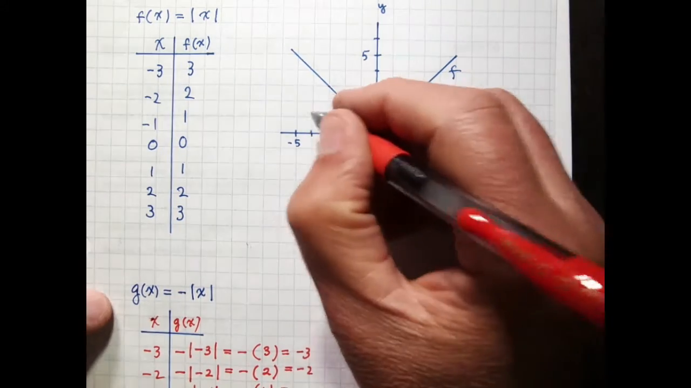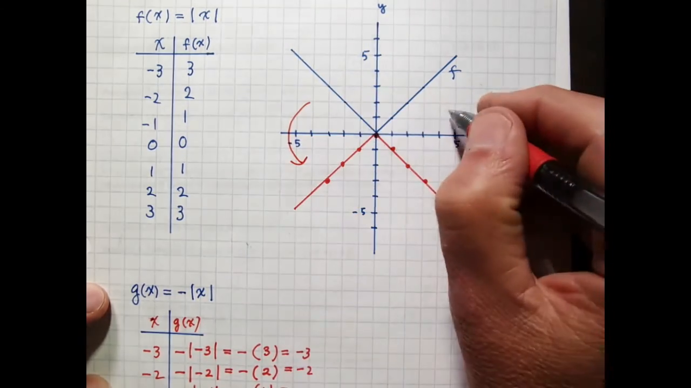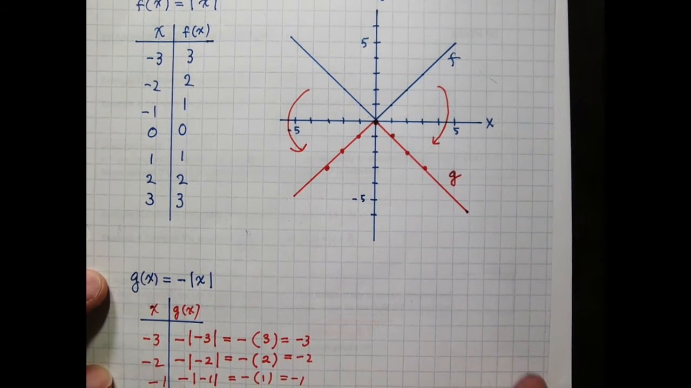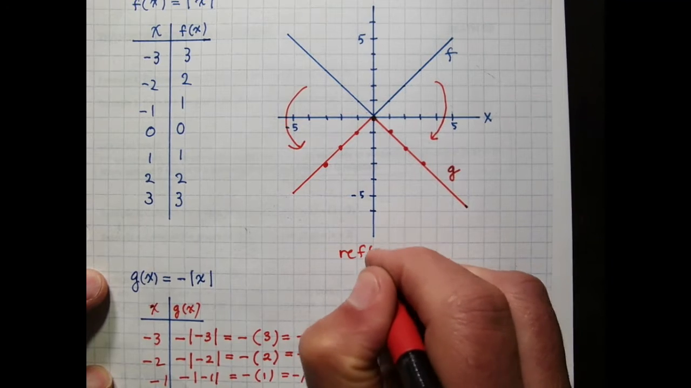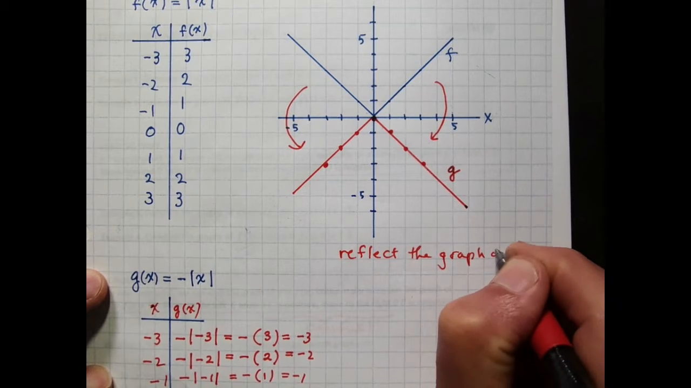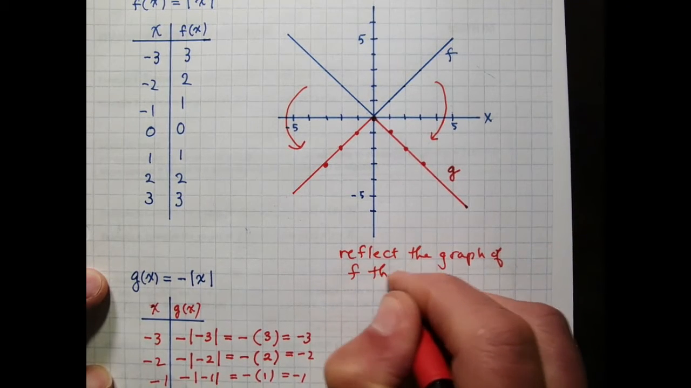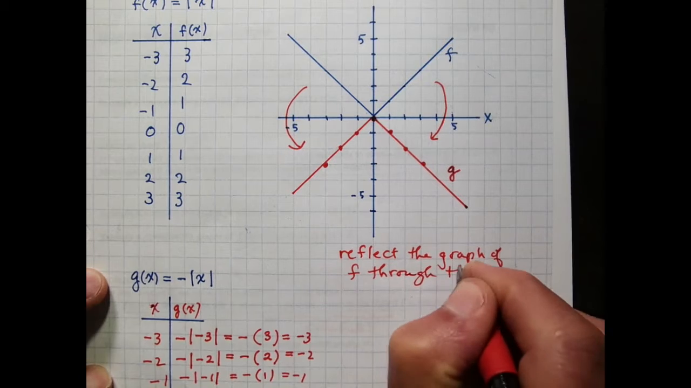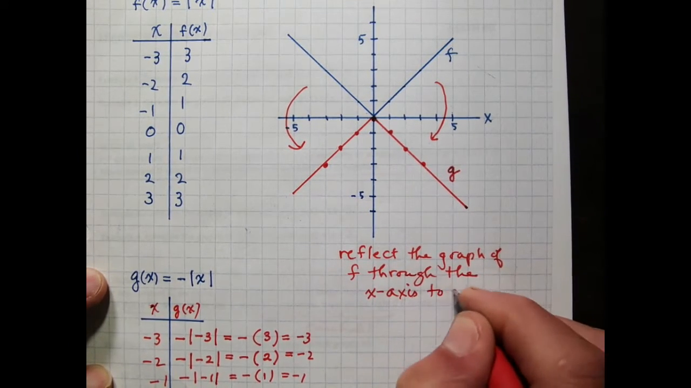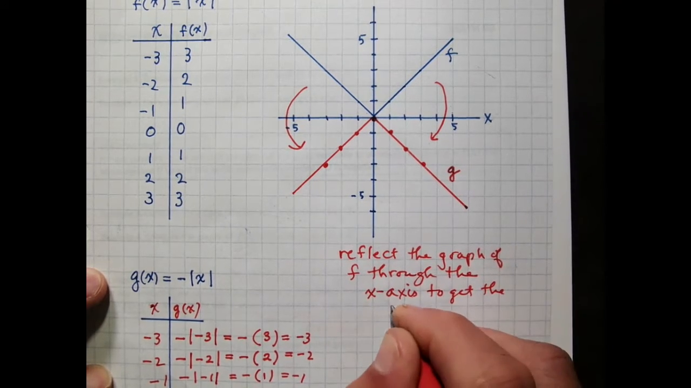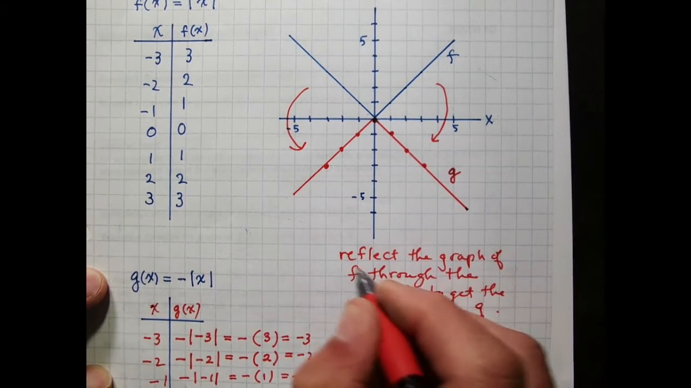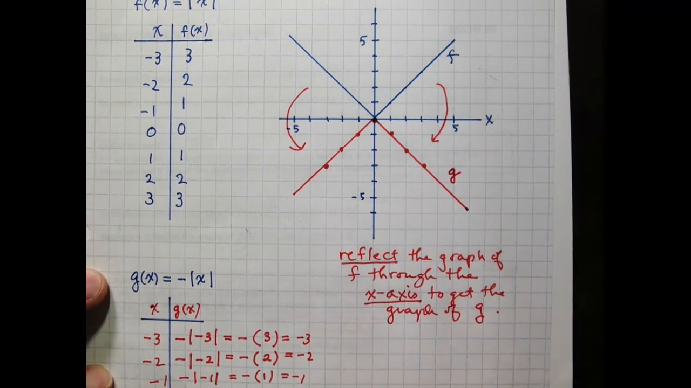And so what's the relationship here between the two graphs? Well, there's what we call a reflection going on here. We say we reflect the graph of f through the x-axis to get the graph of g. So this is a reflection through the x-axis.